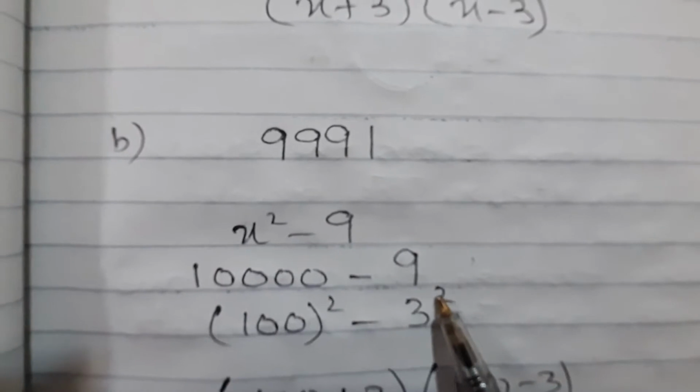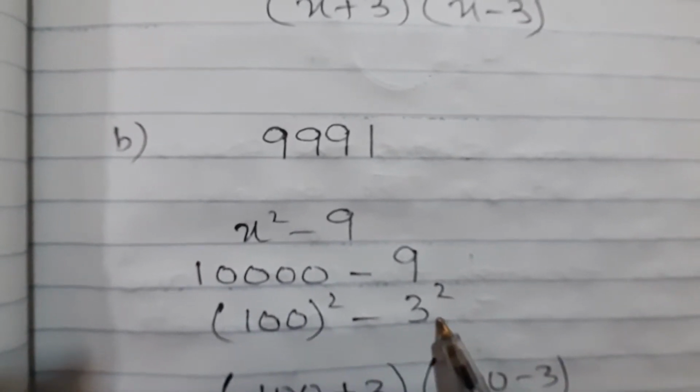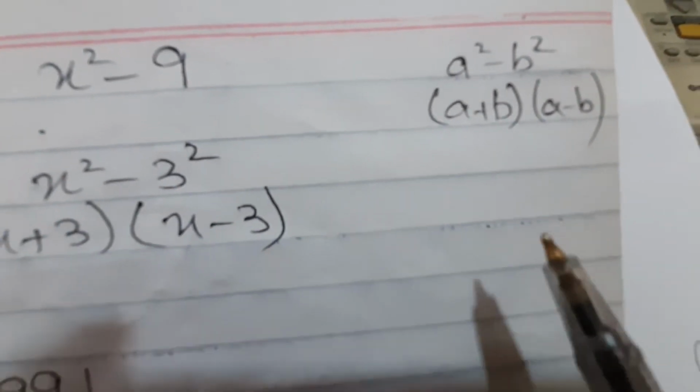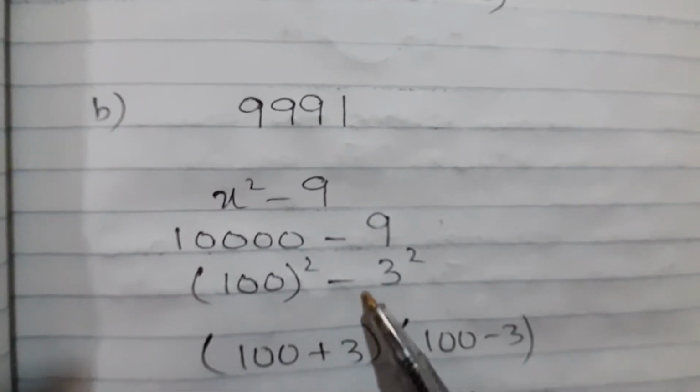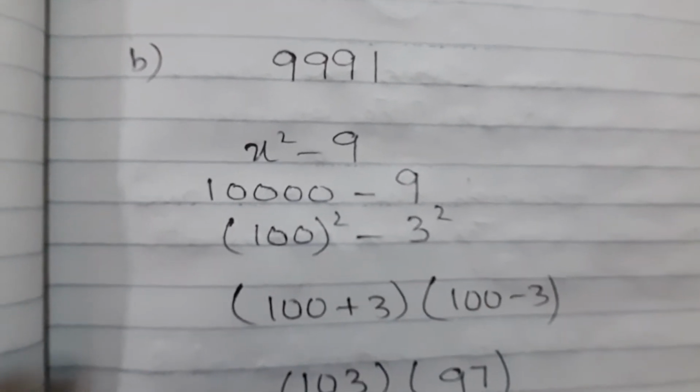Agreed? Yes. And 9 can be written as 3 square. So now this question is taking the form of a square minus b square. Yes or no? This algebraic identity which I have just shown you here. So now using this algebraic identity, I am changing this into 100 plus 3, 100 minus 3.